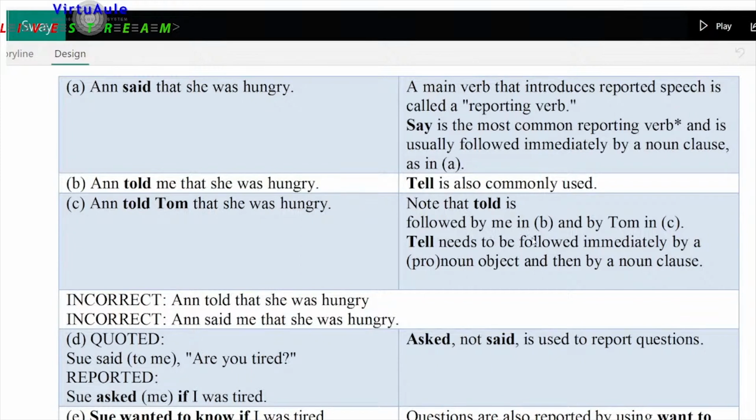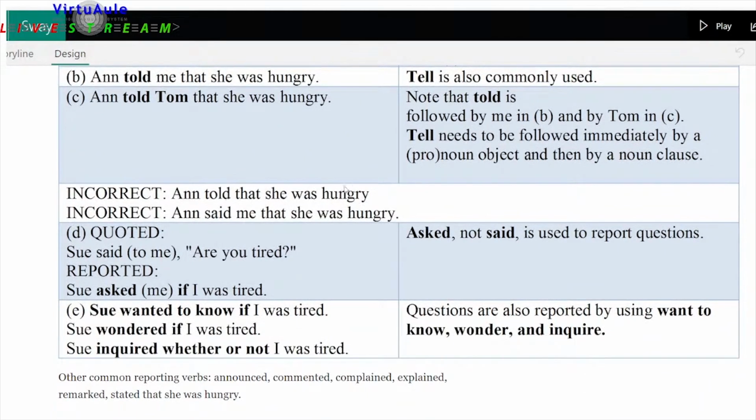Told is followed by me in B and C. Tell needs to be followed immediately by a pronoun, a noun object, and then by a noun clause. I cannot say Anne told that she was hungry. Okay, we expect a person after tell. We need a pronoun or some kind of noun. Anne told the world that she was hungry. I need to know who she is telling. Okay, Anne told that she was hungry. It's not possible. Anne said me that she was hungry. This is also incorrect.